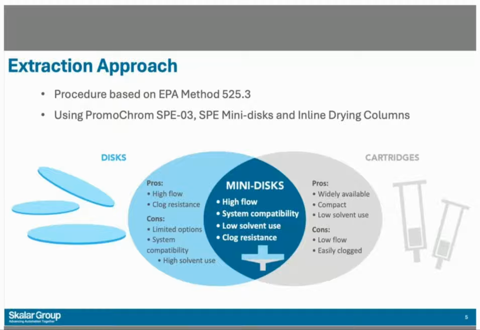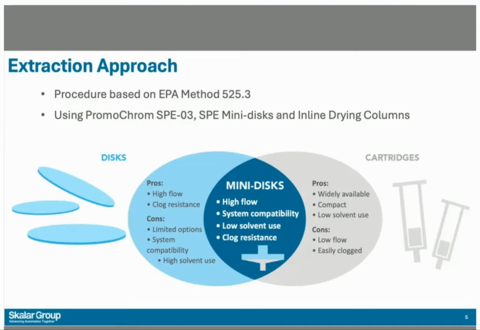Then on the other side, we've got cartridges, really the most common choice for SPE methods in general. So they are widely available with lots of variety, commercially available. They're compact, they have a lower solvent volume required, but they do require a lower flow rate and are more easily clogged.